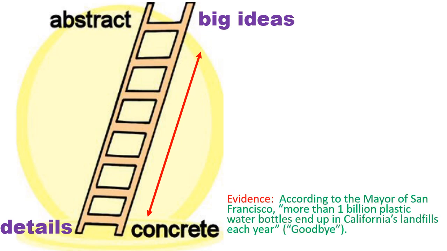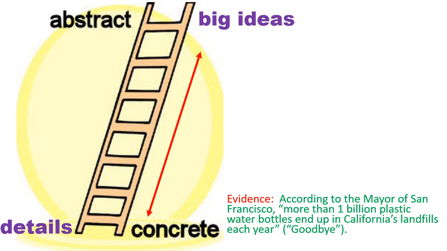So for example, if we start with evidence and we're talking about the mayor of San Francisco saying that more than 1 billion plastic water bottles end up in California's landfills each year, we're being very specific, talking about one mayor of one city in one state, and a specific number of plastic water bottles.